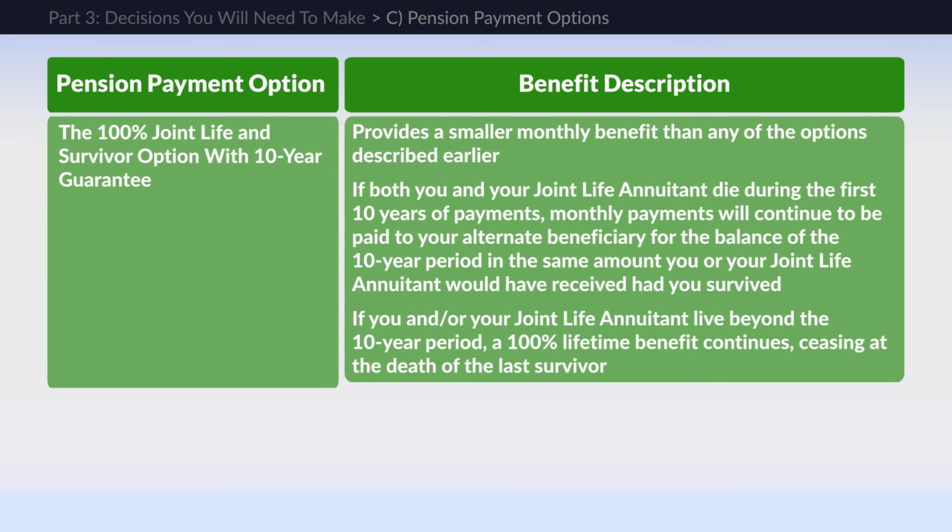The 100% joint life and survivor option with 10-year guarantee is the same as the 100% joint life option, but it provides a smaller monthly benefit. If both you and your joint life annuitant die during the first 10 years of payments, an alternate beneficiary will continue to receive 100% of your payment for the balance of the 10-year period. If you live beyond the 10-year period, payments continue as a full benefit to you while you are living. Then after your death, the same payment will go to your surviving joint life annuitant, ceasing upon their death.